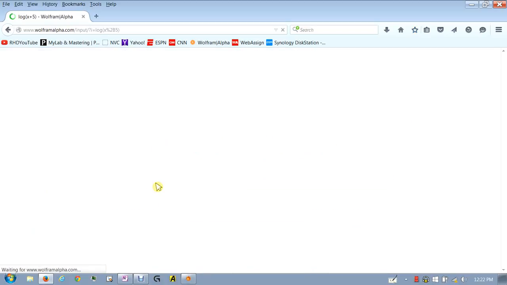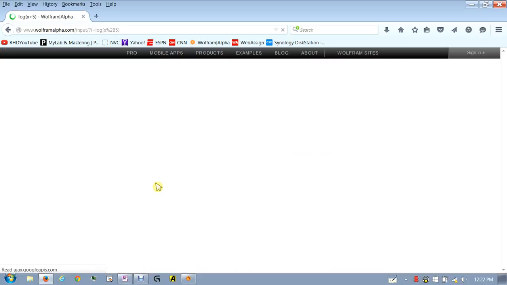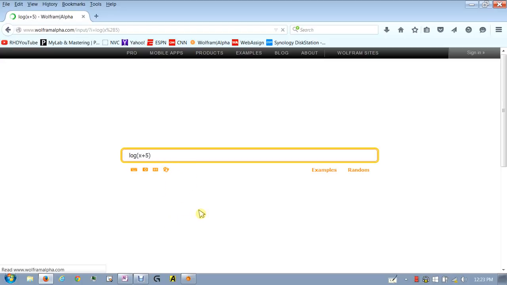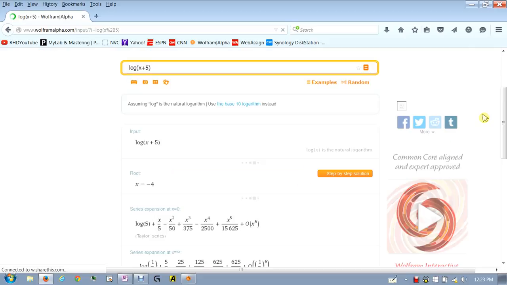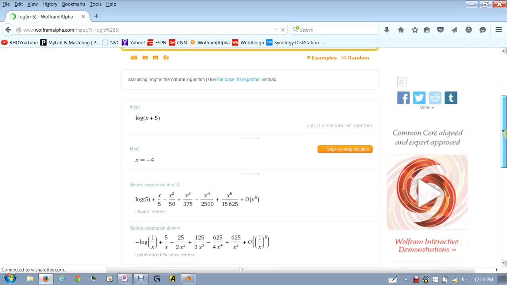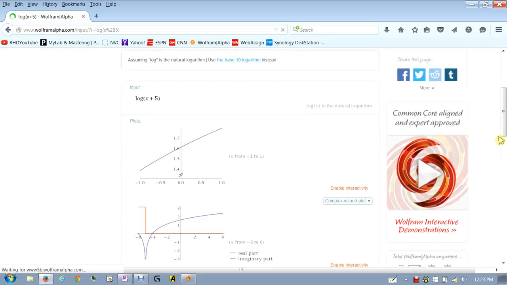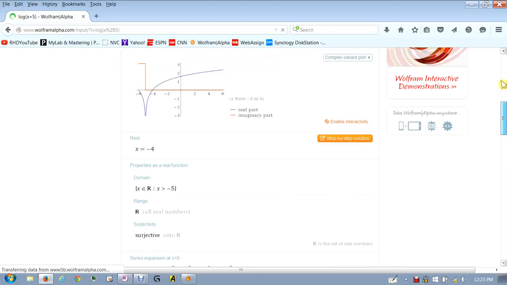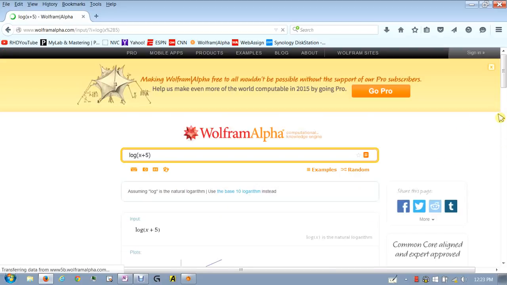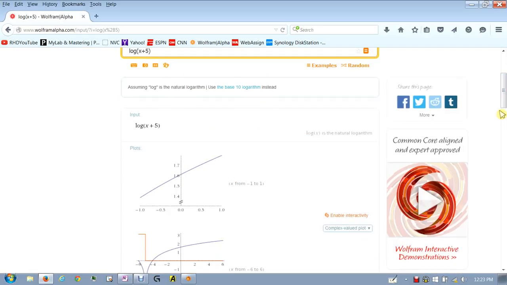And I'm sure if you've used Wolfram Alpha before, it throws all this information out and you're like, what is all this? I just want to know what log of x plus 5 is. It does a lot to that expression. So come on. Where'd it go? And why is this thing running so slow? I don't want pro support.